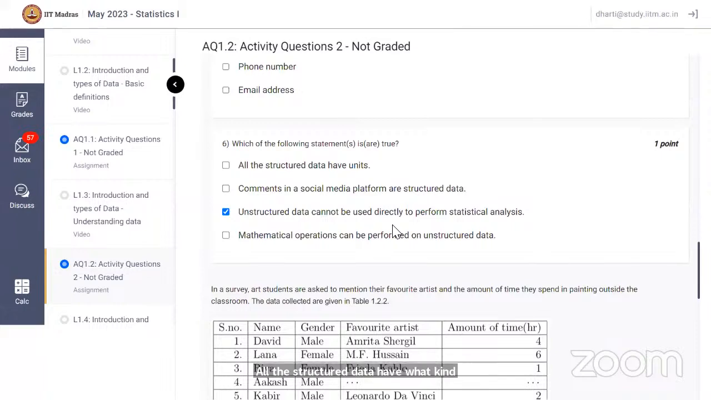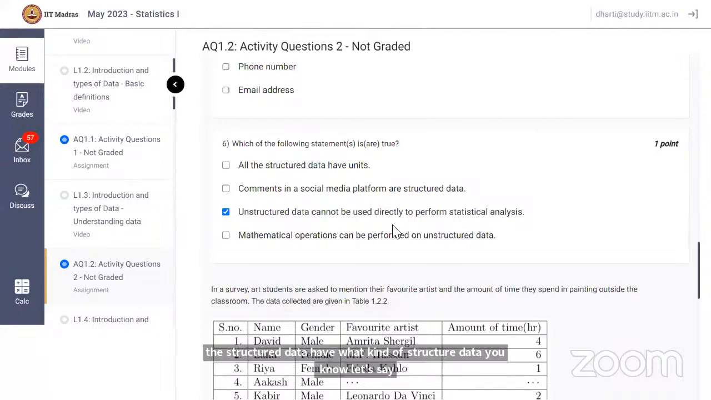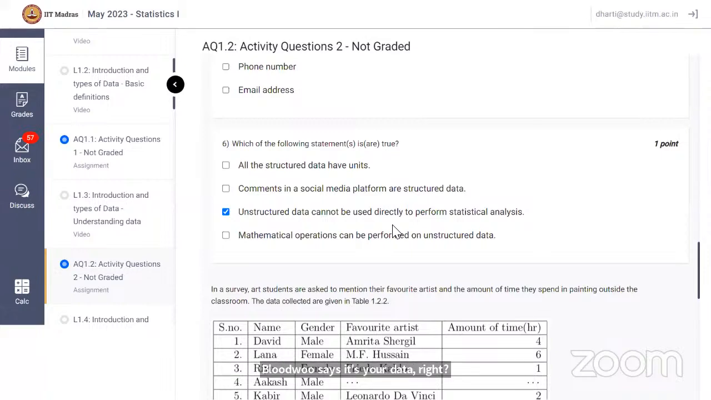Let's say blood groups. Blood groups are structured data, right? So they do not have any units, right? Jersey number is also a number, but does not have any units. Here units means kgs, feet, inches, this kind of things.